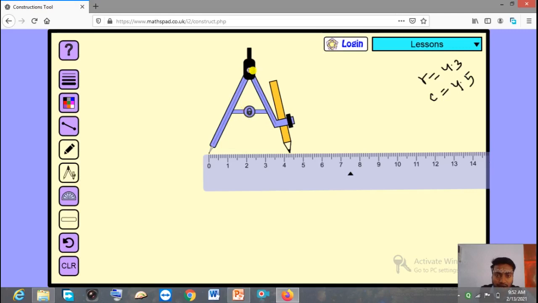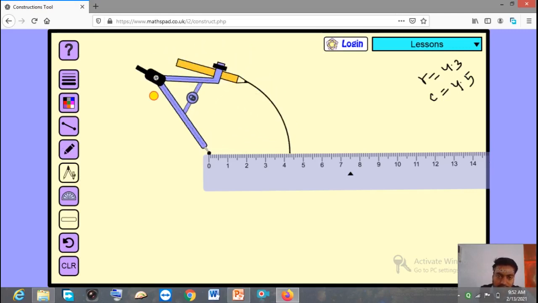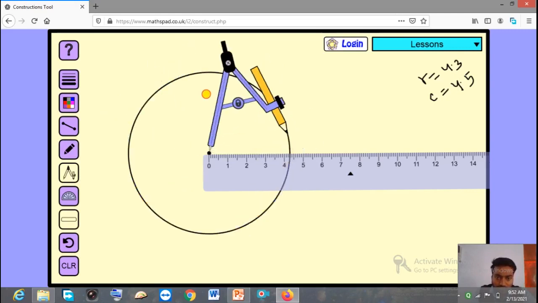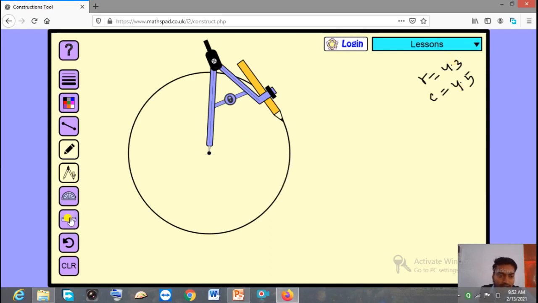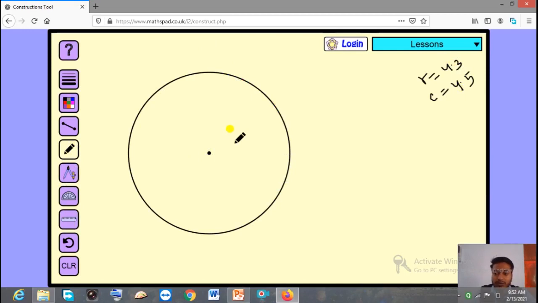Now move this compass around to draw the circle. Now you can see the circle whose radius is 4.3 centimeter. Okay, now you can see this is the circle. Now we have to draw one chord whose length is 4.5 centimeter.